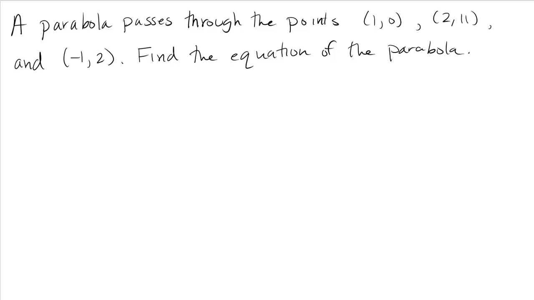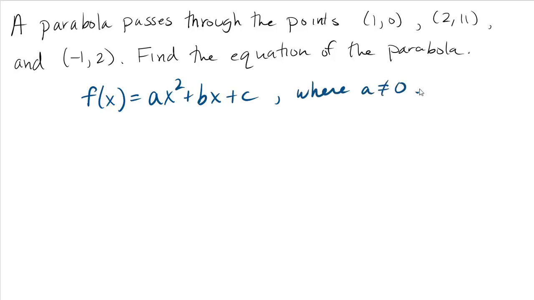Now, how are we going to do this? Well, we need to fall back on a fact that we learned earlier in the course. The type of function that's going to give us a parabola is f(x) = ax² + bx + c, where a is not equal to 0. We know that's the equation of a parabola. What we need to do is figure out what a, b, and c are, so those are our unknowns.